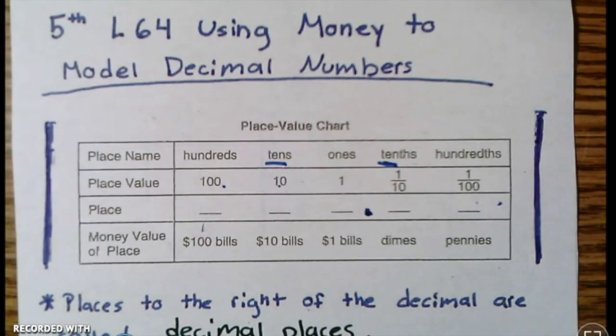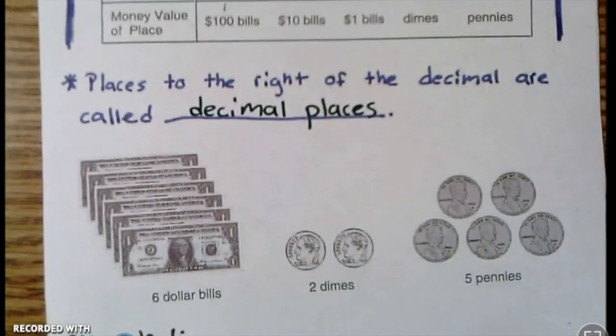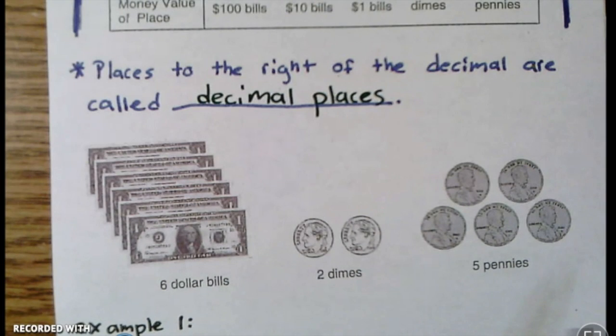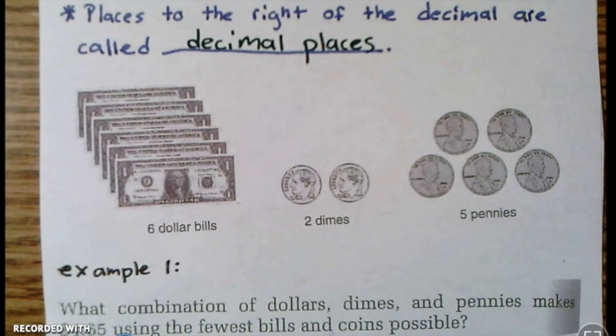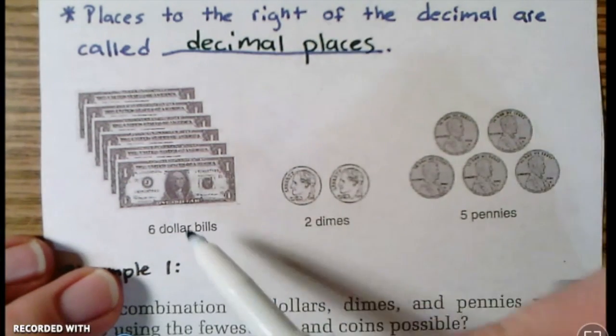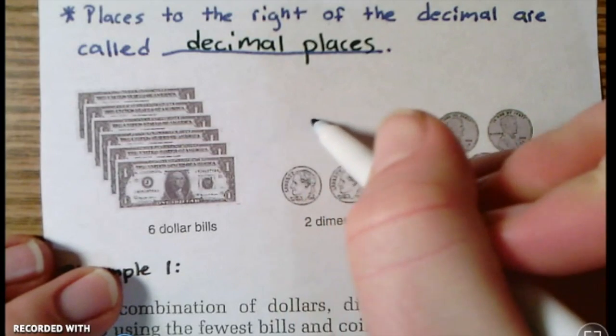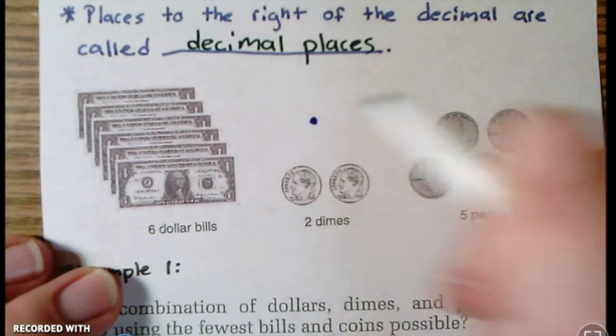All right, so now let's look at an example. So places to the right of the decimal are called decimal places. You need to know that. Here I've got some money, and this money can help us to know what place value these numbers are going to go into. So first, I'm going to draw my decimal point, okay?